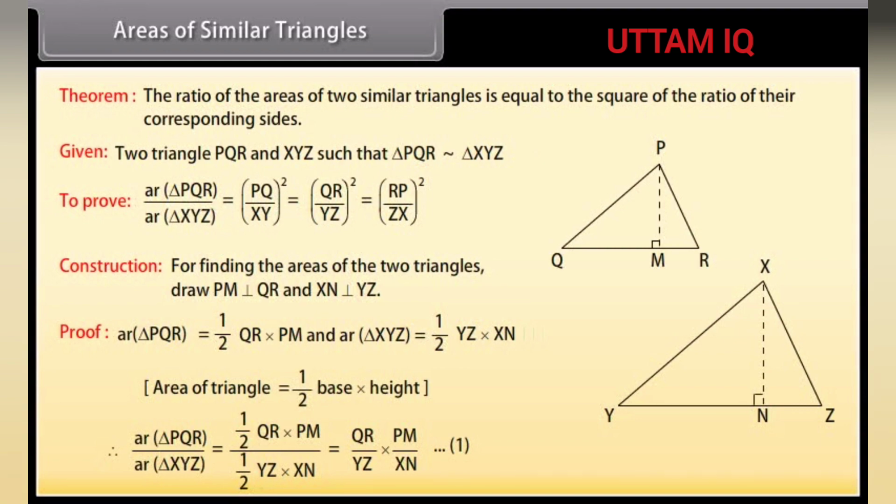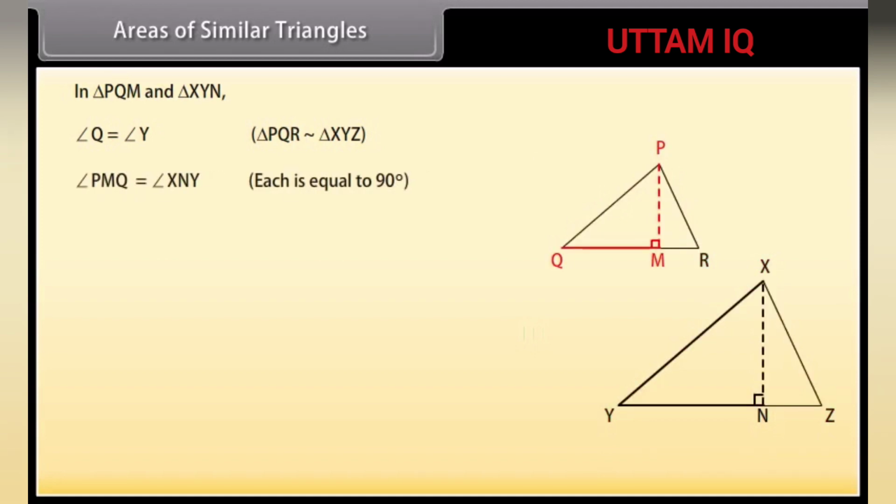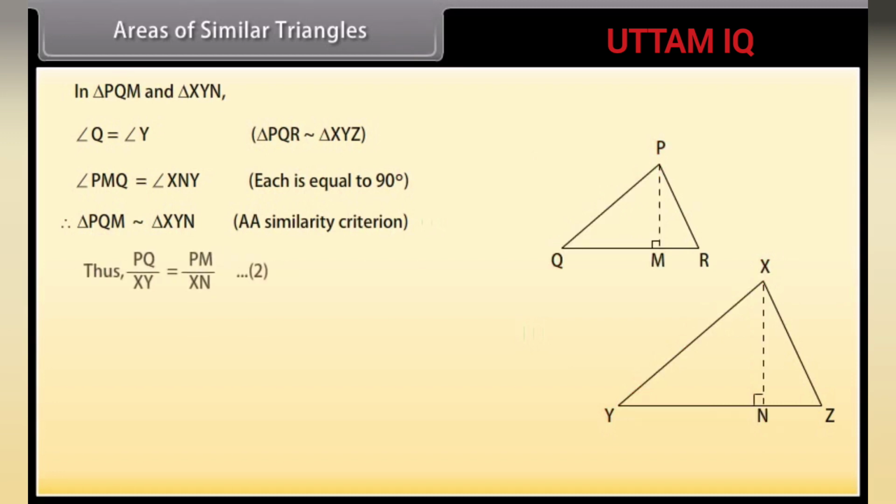Mark it as 1. In triangle PQM and XYN, angle Q is equal to angle Y. Triangle PQR is similar to triangle XYZ. Angle PMQ equals angle XNY. Each angle is equal to 90 degrees. Therefore, triangle PQM is similar to triangle XYN by AA similarity criterion. Thus, PQ upon XY equals PM upon XN.